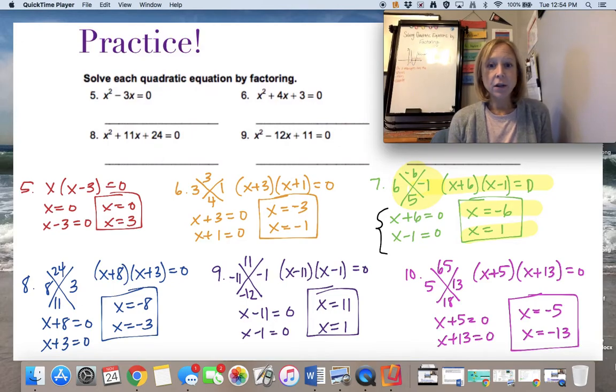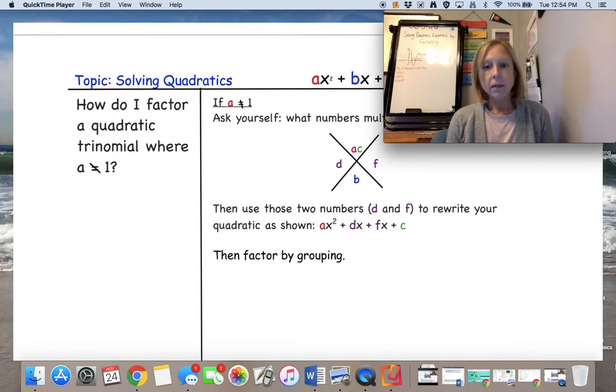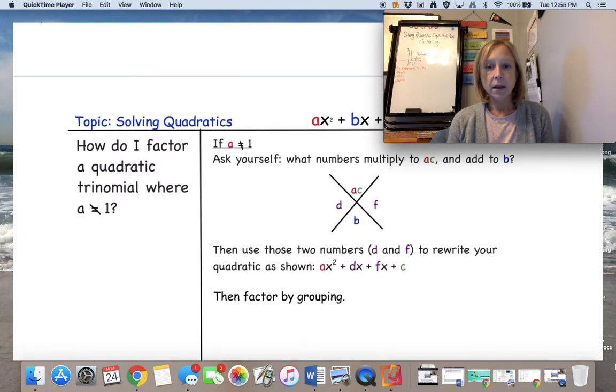Okay, so that's our first couple cases, factoring by greatest common factor, and when we have a quadratic trinomial where the leading coefficient is 1. Let's solve some more, but this time our quadratic trinomial is going to have a number in the front. So just a quick review of that.